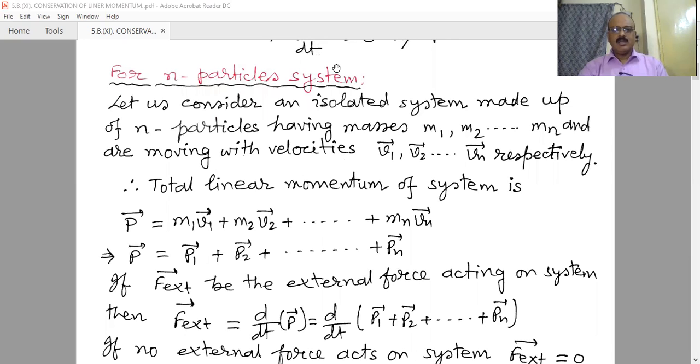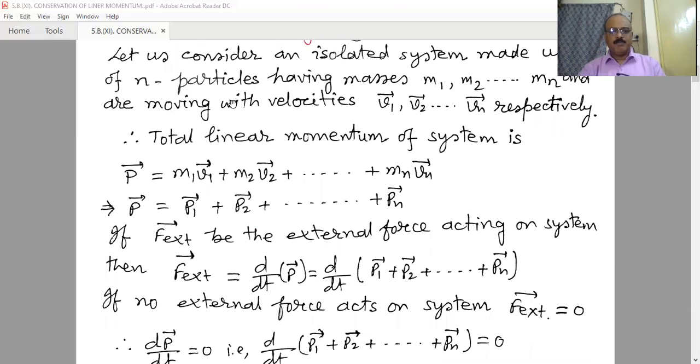Now consider a system of n particles that is an isolated system, which means all the interactions take place within the particles of that system. The n particles have masses m1, m2, m3 up to mn, and are moving with velocities v1, v2, up to vn respectively. Therefore the total linear momentum of the system is the vector sum of all linear momenta, because linear momentum is a vector quantity, and its direction is always along the direction of the velocity at that moment.